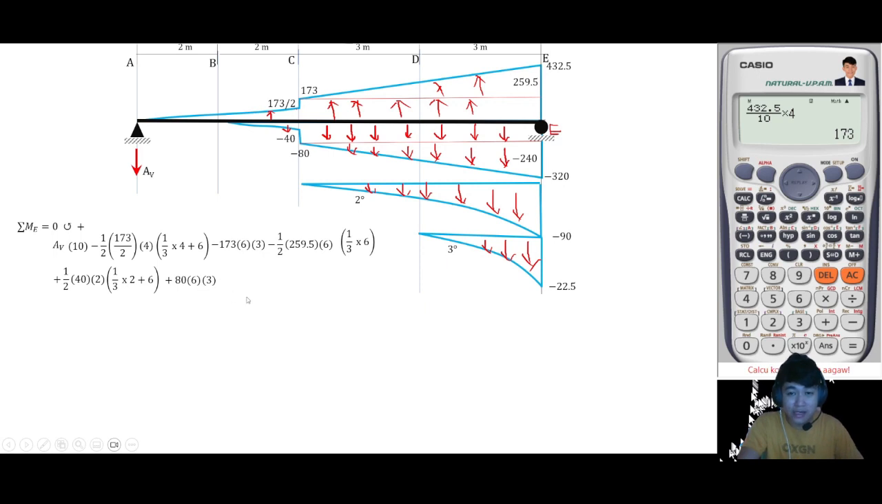And then the triangular load, one half of 240 times 6 times 1/3 of 6. And then the spandrel load.